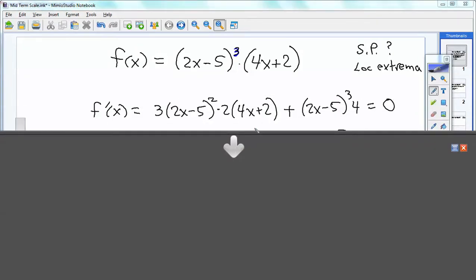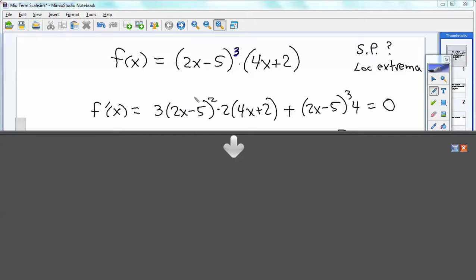I'll leave it up here later if you want to copy it. So derivative of the first, you bring down the 3, leave that alone to the second, times the derivative of the inside of 2, leave the 4x plus 2 alone. Then leave this alone, and the derivative of this is 4. Now, what can you do to do this? You don't want to FOIL these out, right? So what can you do?